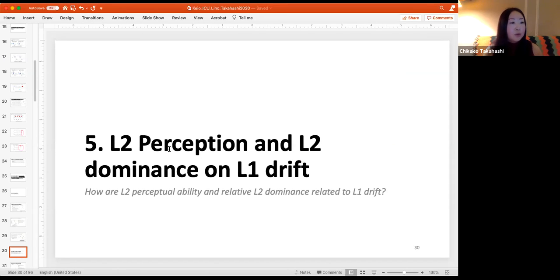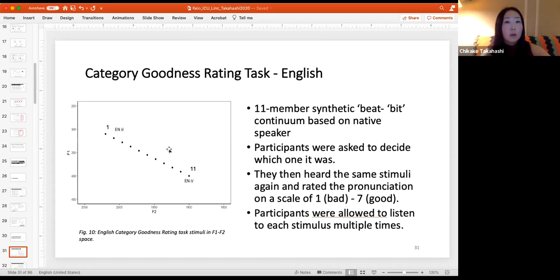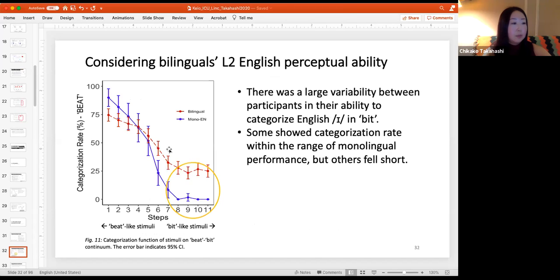Next, we will look at bilinguals' L2 perception results and how it is associated with the L1 drift. We will also look at the relationship between L1, L2 dominance and the nature of L1 drift. So for English, we did the same kind of goodness rating task, but on the continuum between beat and bit. And we compared the bilinguals' performance with monolingual English speakers. And here is the result.